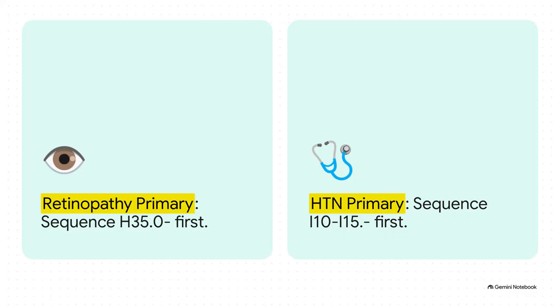Now moving to the eyes. For hypertensive retinopathy, you definitely need both the eye code, which is H35.0, and the blood pressure code from I10 to I15, but unlike a stroke, there is no mandatory eye code first rule here. The sequencing is determined entirely by the primary reason the patient walked into the clinic that day. If they're there primarily for vision issues, the retinopathy goes first. Just in for a hypertension follow-up and the eye issue is secondary, then you sequence the hypertension first.